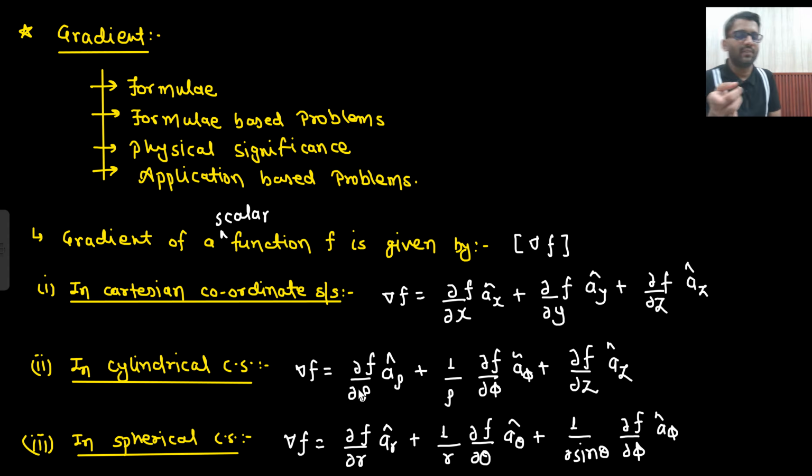So this is del f, this is also del f, and this is also del f. dr, r d theta, r sin theta d phi, then del f, del f, del f. Ar, a theta, a phi, a rho, a phi, a z, ax, ay, az. So you will be able to remember this formula.